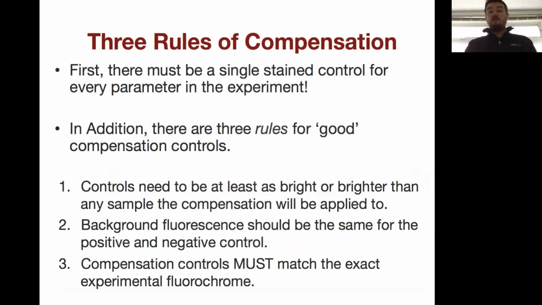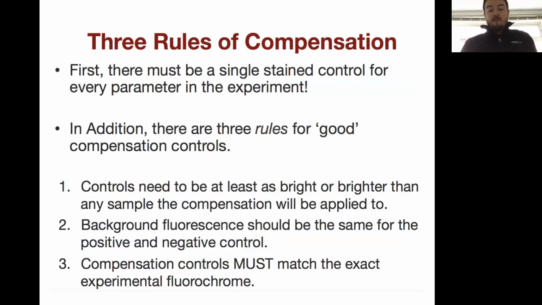There are 3 general rules of compensation which are very important to keep in mind. One is that your single stain control for every parameter in the experiment must be defined. So you can't have compensation matrices that contain fewer controls than the parameters that you hope to compensate.